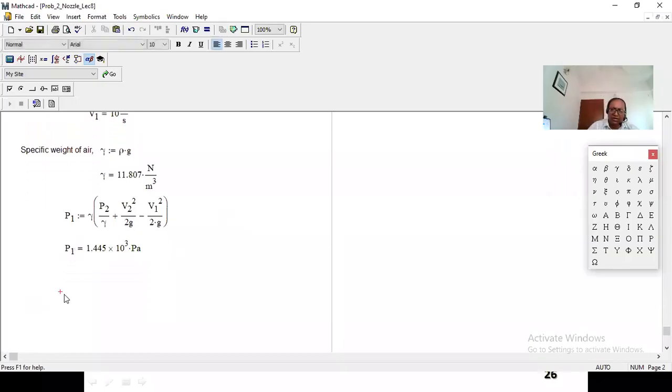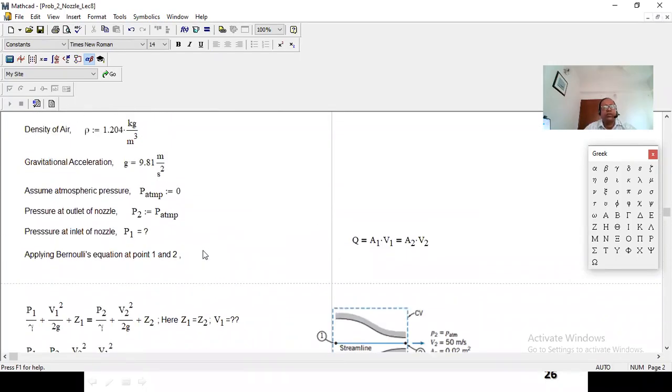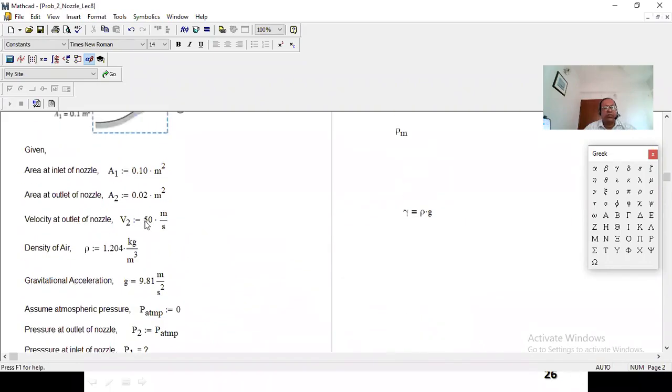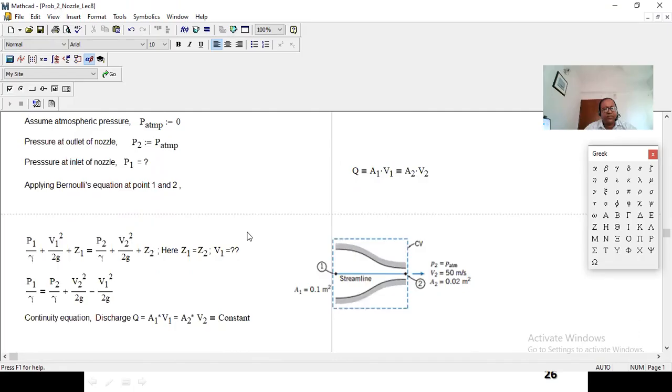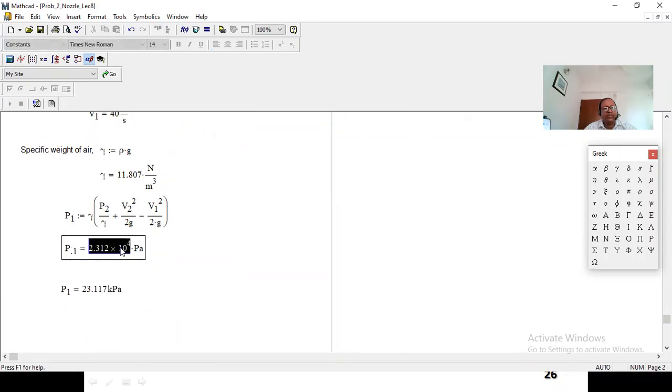And if you want, you can figure out the value in kilopascal. I just changed the unit. And it's showing automatically in kilopascal. Okay. If I change the data, for example, V2 of this problem, say V2, I am making 200 meters per second. Then you will see the pressure will be automatically changed. Okay.